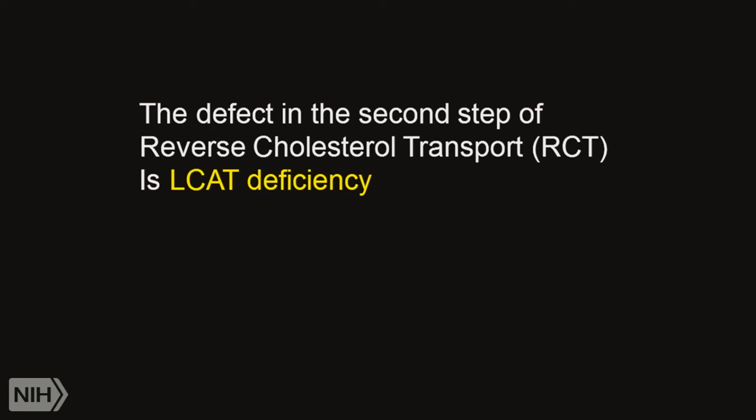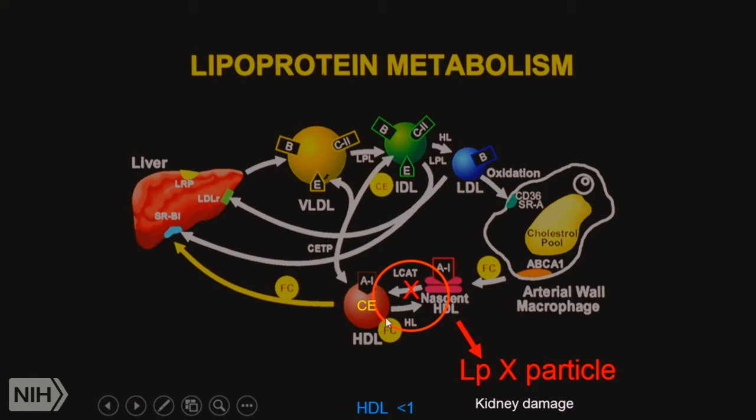So the second step in reverse cholesterol transport is LCAT, the one where you convert free cholesterol to cholesterol ester, the one where you're forming the taxi, the one that I think is very important. Now, if you're missing this, an LCAT deficiency, this disk particle clumps up with other ones and forms a multilamellar particle, and we call that lipoprotein X.